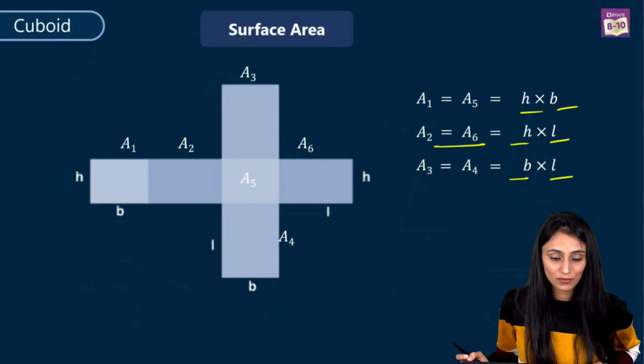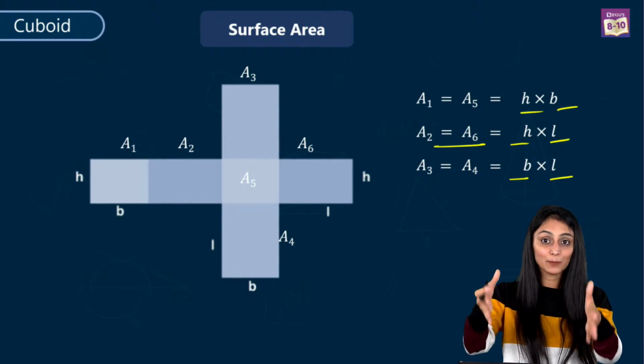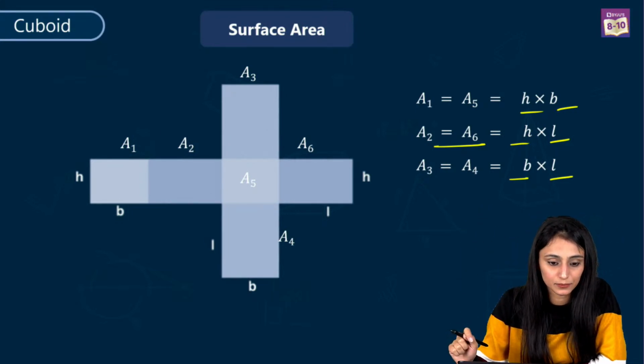In a cuboid, you keep piling up rectangles. From a square you can form a cube. Yes, I'll show you that also, Deepak. Don't worry.